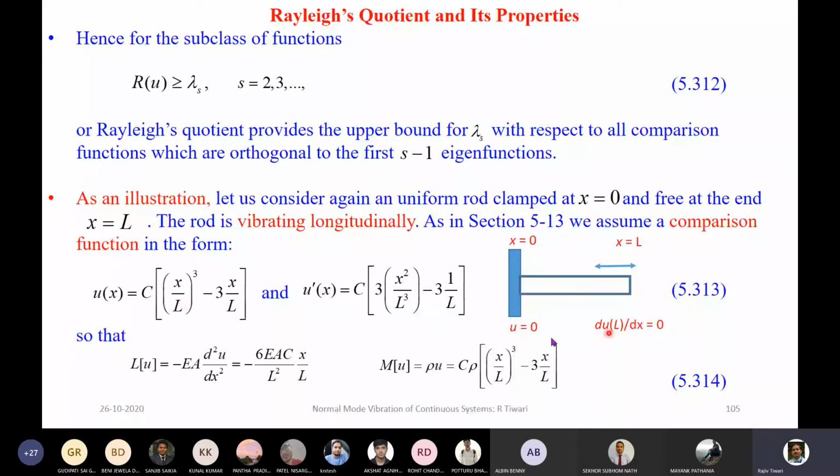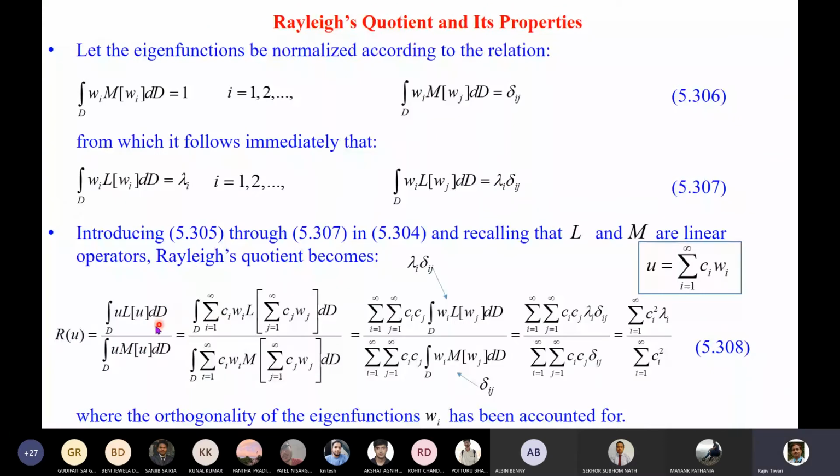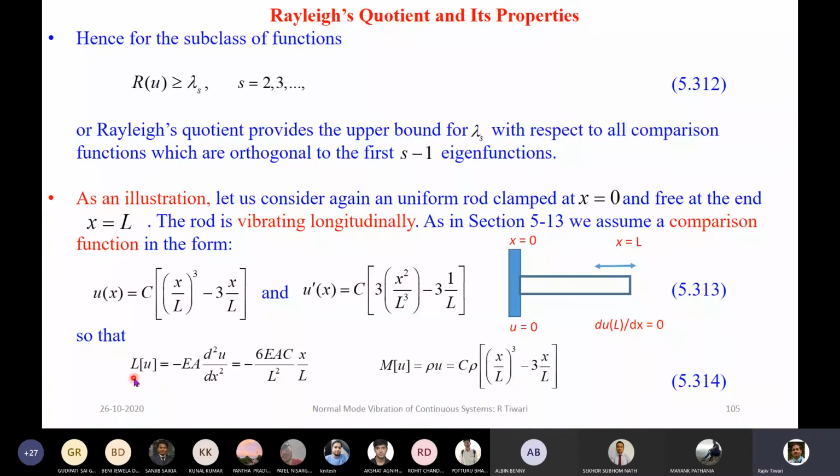Now, to get the Rayleigh's quotient, which is defined as this, we need to operate the chosen comparison function with the L operator. Then we need to multiply by U, and then integrate. Similarly for the M. So we will do these operations step by step. First we'll apply the L operator to the U.